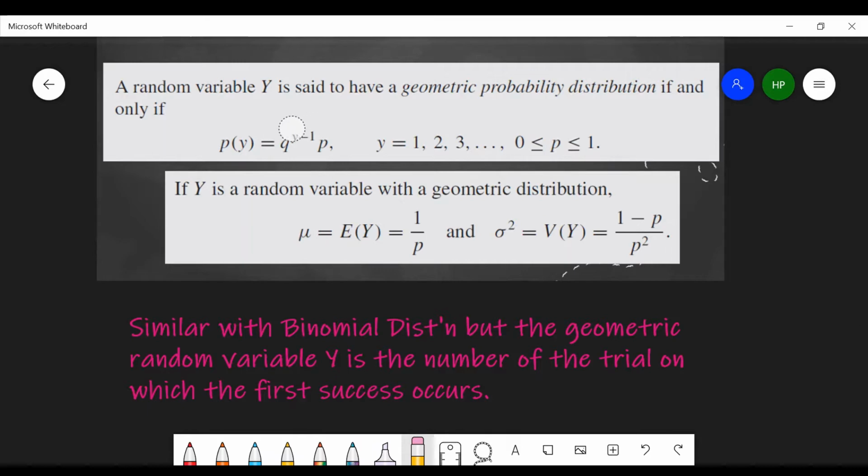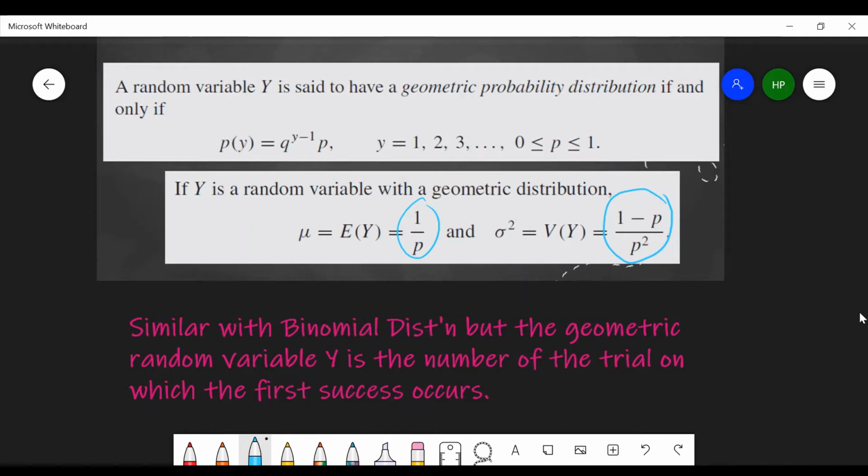And this one, itong 1 na ito, ay constant. Lagi yang nandyan. Okay? Lagi yang nandyan. Now, this is your expected value, 1 over p. And this is your variance, the ratio of 1 minus p and p squared.